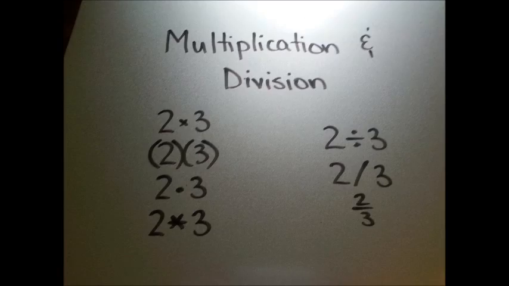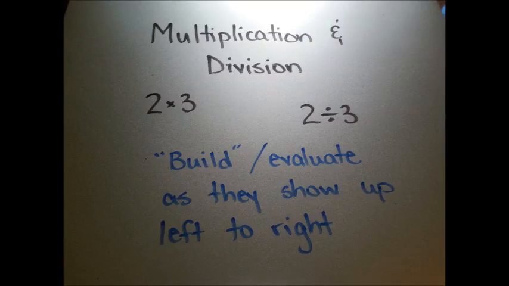The next part of BEDMAS is the D and the M. These stand for multiplication and division. And keep in mind, there are lots of different ways that we can show multiplication and division in math class. A few examples are shown here. With multiplication and division, it doesn't matter that D comes before M or M comes before D. We build or evaluate those pieces as they show up in the expression from left to right.